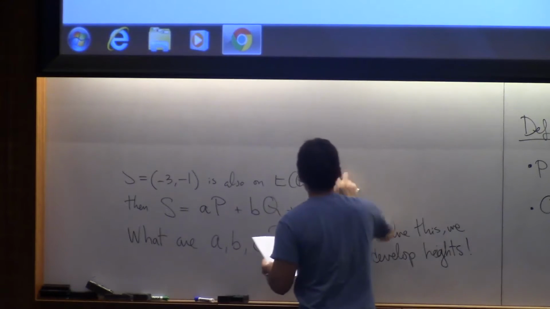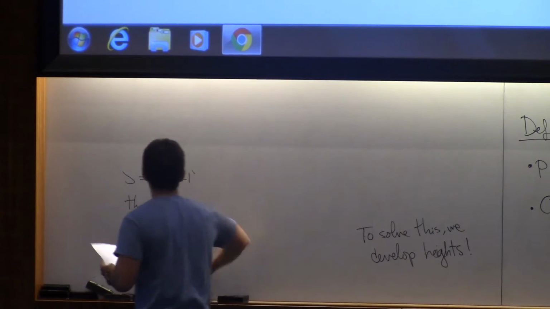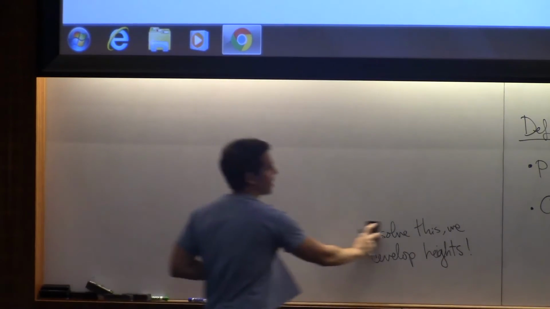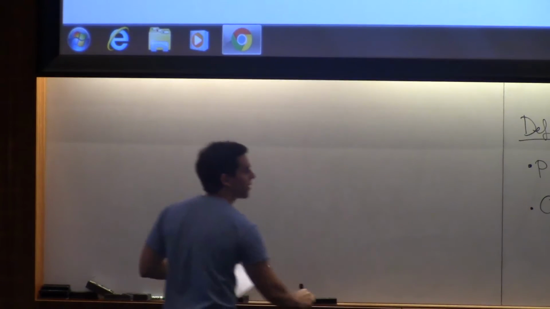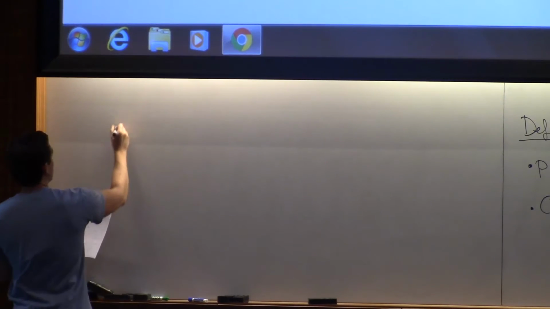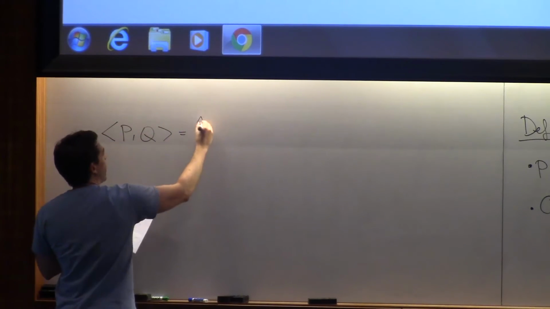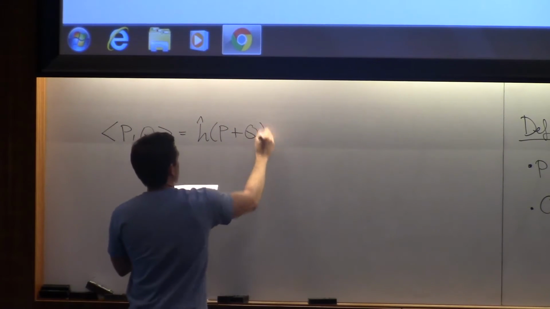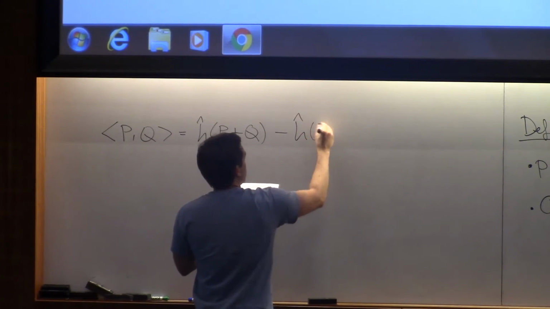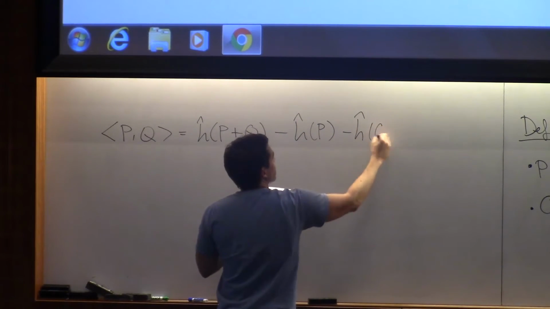you always do the same. This is not something exotic. Once you have a quadratic form, you always define this pairing in the same way. So you define the pairing of P and Q by the height of P plus Q minus the height of P minus the height of Q, and that's bilinear.